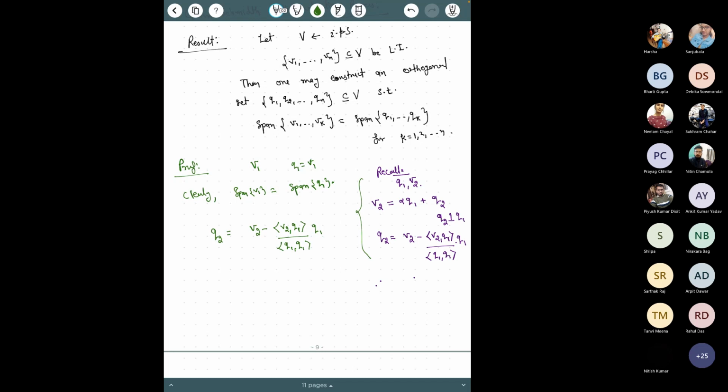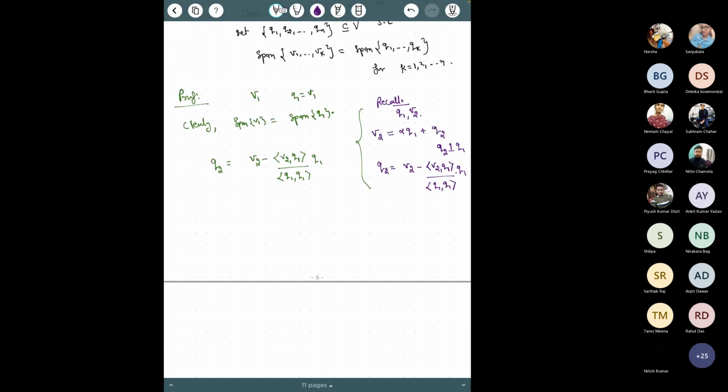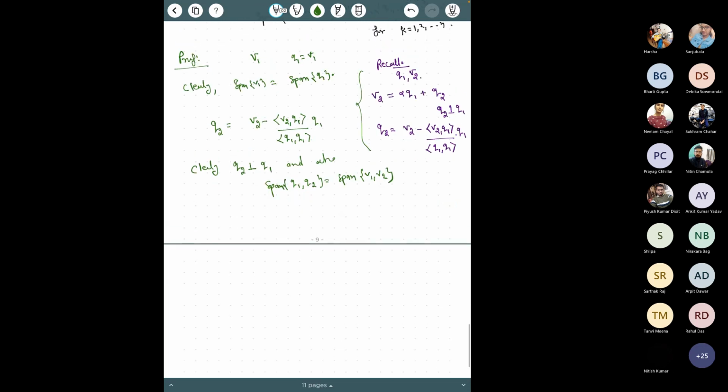Now suppose we want to generate the third vector. So now suppose we have V1, V2, V3. From these, we already have Q1, Q2. We have to generate the third vector Q3. Now, in order to generate this third vector Q3, we will use the same idea which we used to find Q2. So let me first write the second step here. Clearly from here, this Q2 is orthogonal to Q1, and also the span of Q1, Q2 is equal to the span of V1, V2.